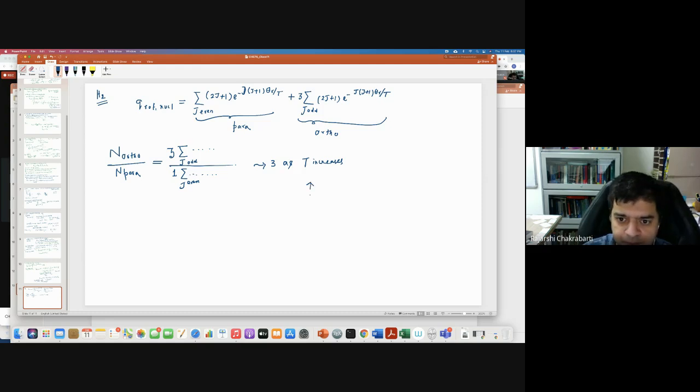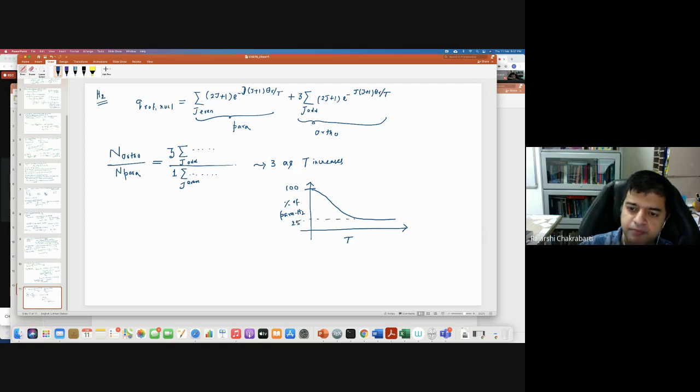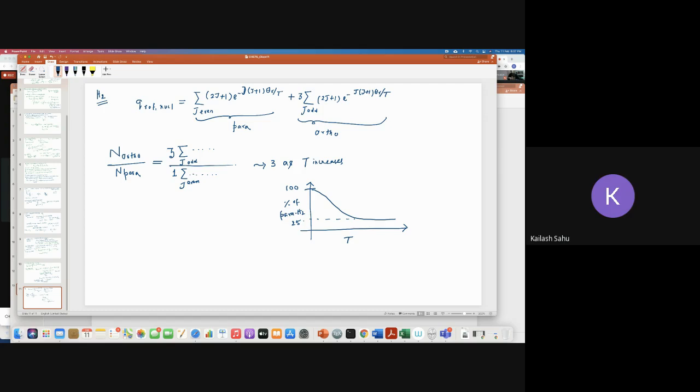People have shown the percentage of para H2 as a function of temperature. What do you expect? When the temperature is very low, it is all para. Then it drops, and eventually in the high temperature limit it becomes 25%. Is there any experimental method to distinguish ortho and para?